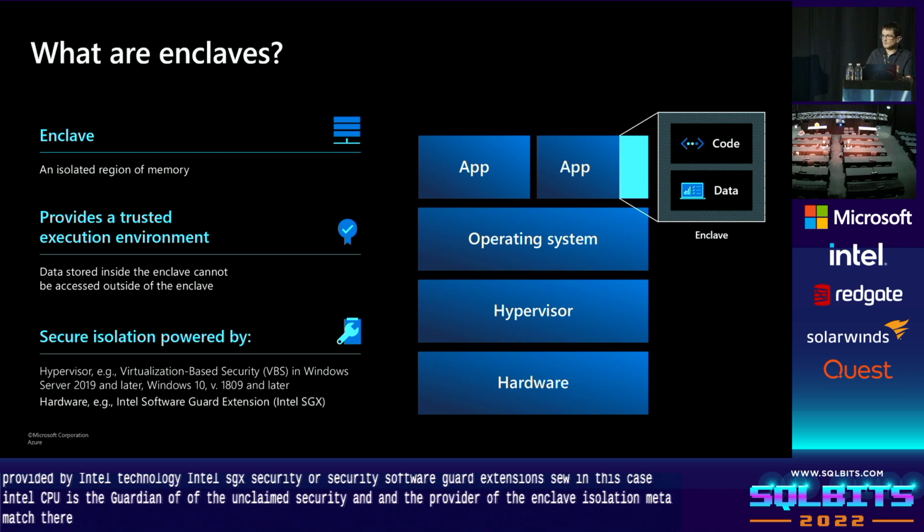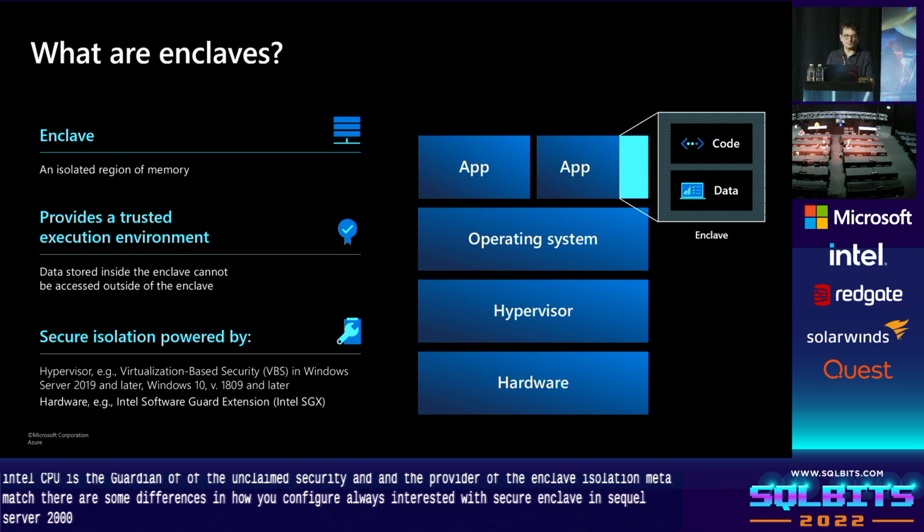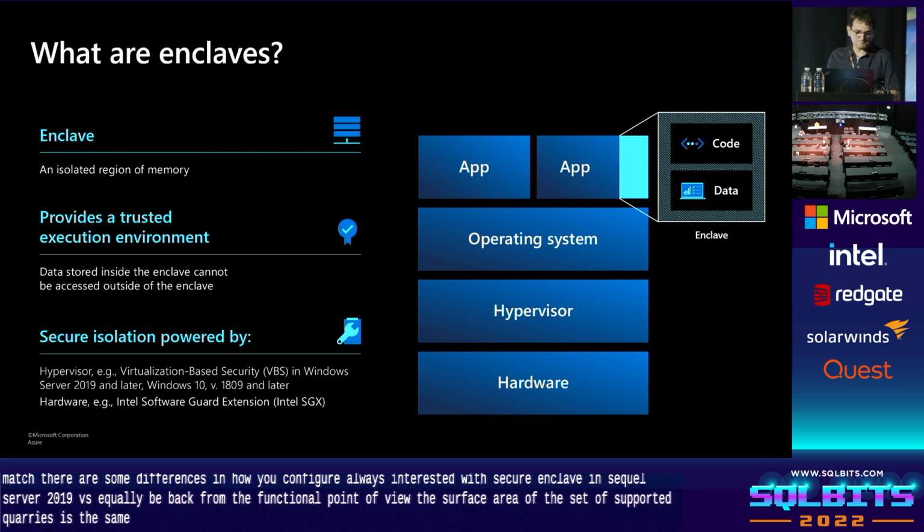There are some differences in how you configure Always Encrypted with secure enclaves in SQL Server 2019 versus SQL DB. But from the functional point of view, the surface area, the set of supported queries, it's the same, okay?